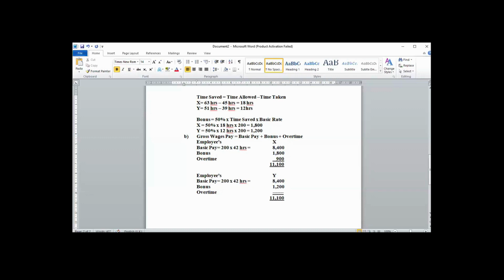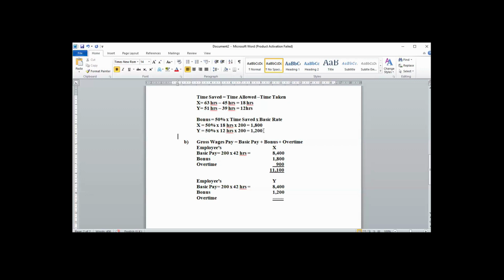What do you say with the bonus? Please, the bonus, where did you people get 1,200 from? It's calculated here now. It's still on the board. Can't you see the bonus? 1,200. Bonus for S, 1,800.